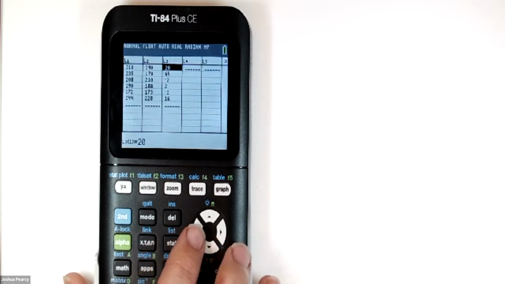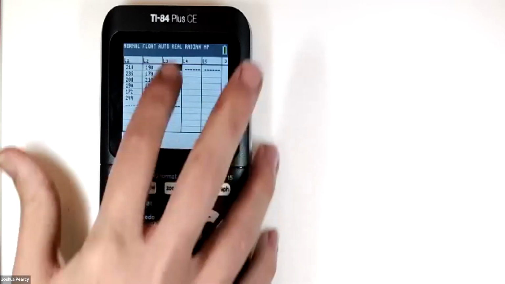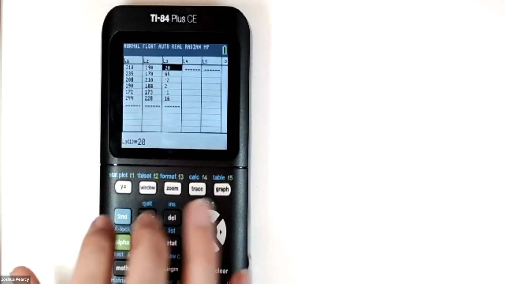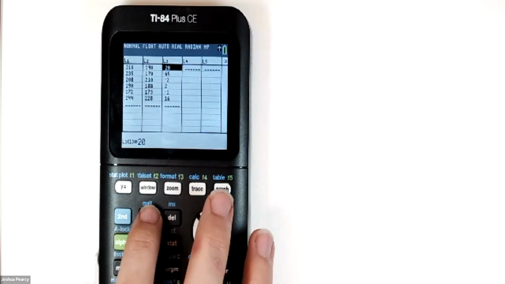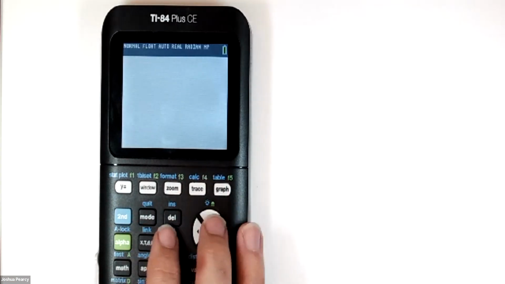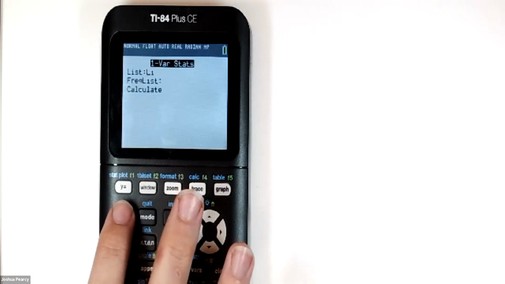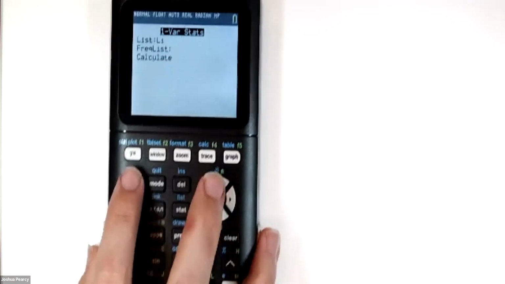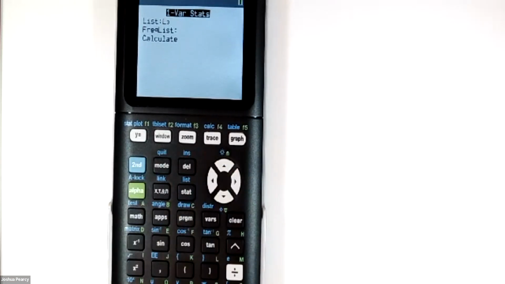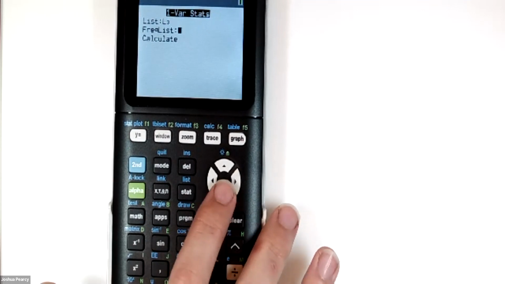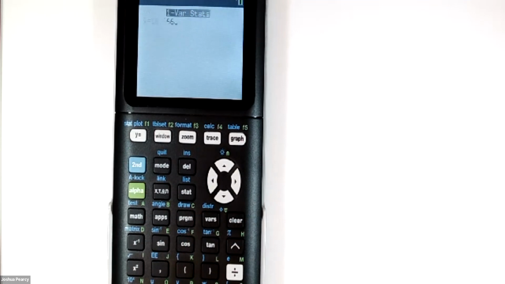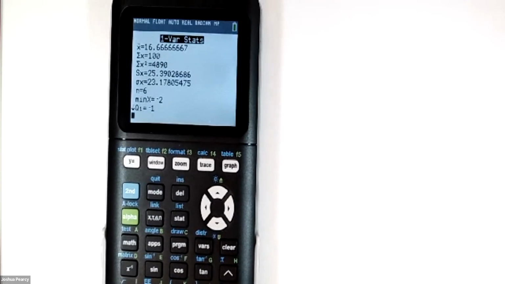Then once you have this column of differences, you're going to run one variable statistics on it. So that's on the third column. Hit second mode, that'll take you back to the home screen. Then go stat, calculate, one variable statistics, and tell it the list. In this case, it's in the third column, so hit second 3. Where it says freq list, don't worry about that. Just go to calculate. And look, we get the same thing: 16.67 and 25.39, or 25.4 is how I rounded it.